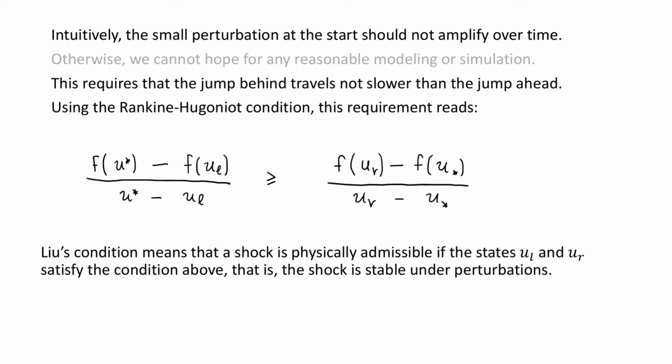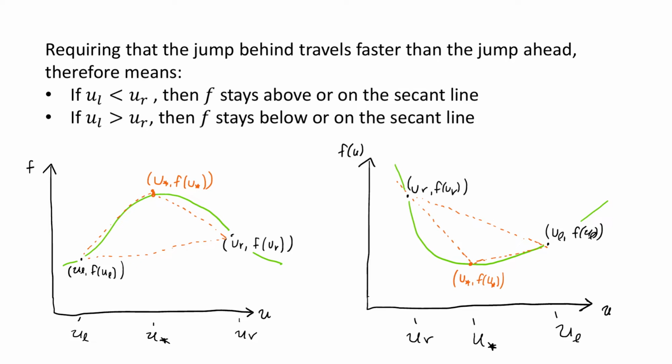And Oleinik's condition means that a shock is only physically admissible if the states u_L and u_R satisfy the condition above for any choice of intermediate state u*. In other words, the shock must be stable under perturbations. Oleinik's entropy condition can be visualized in terms of function graphs.